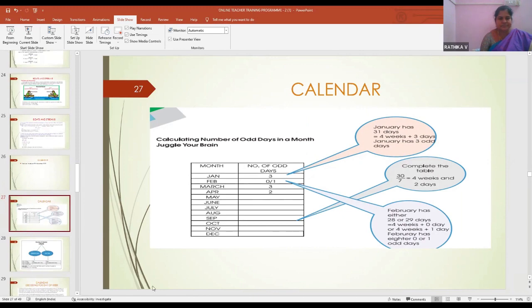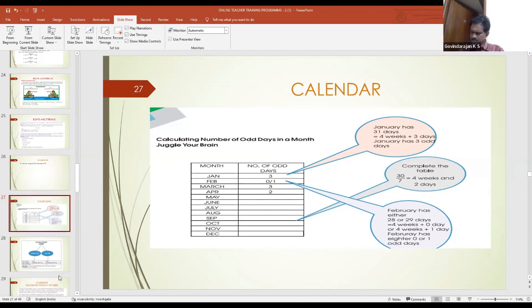Can you see, now I'm showing an empty page? Can you see that? That shows the monthly odd days, month-wise odd days. February, 0 or 1, madam? February month, 0 or 1 is the odd day. 0 or 1 means it may be a leap year or it may be an ordinary year. So based on that, 0 bar 1 is given.